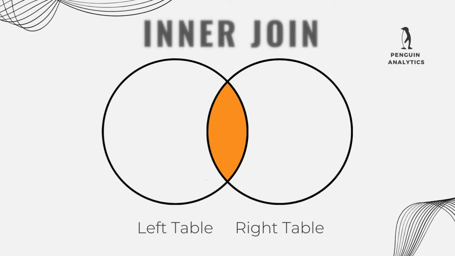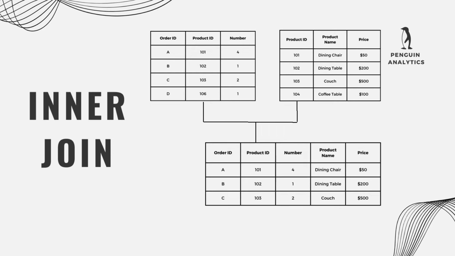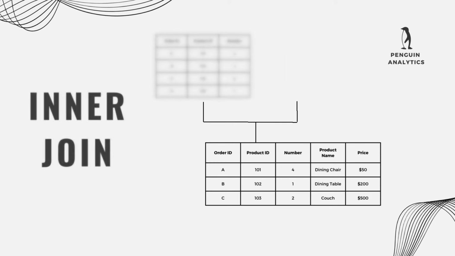Let's take a look at what that looks like. In this example, we joined the left and the right table using the product ID column. You can see that we have a row in the final table for product ID 101, 102, and 103, but we don't have a row for product ID 106 or product ID 104. The reason those don't exist in the final table is because product ID 106 only has a line in the left table and no corresponding row in the right table, and product 104 only has a row in the right table but no corresponding row in the left table.